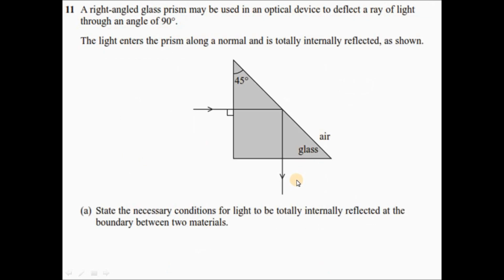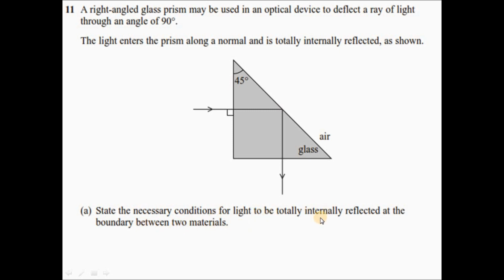Question 11. A right-angled glass prism may be used in an optical device to deflect a ray of light through an angle of 90 degrees. The light enters the prism along a normal and is totally internally reflected as shown. So this is the incident light, totally internally reflected in the glass and returns. State a necessary condition for light to be totally internally reflected at the boundary between the two materials.